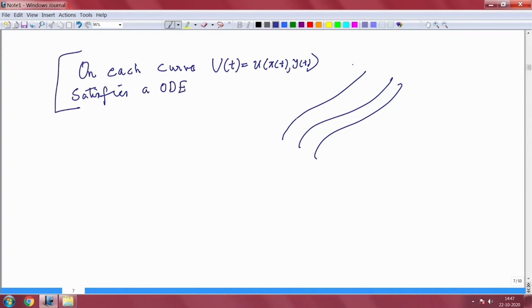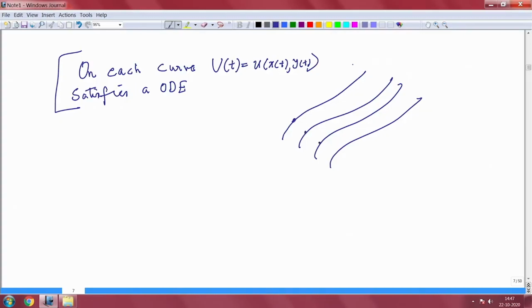So, if you have your curve here, and if you know the value of u at one point, because it is a first order ODE, then along each curve, the curves are introduced in such a way that when your PDE is restricted to that curve, it becomes an ODE. So, that can be solved if you know the value of u.